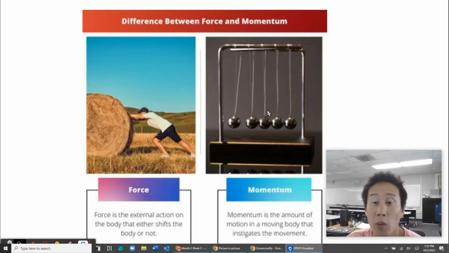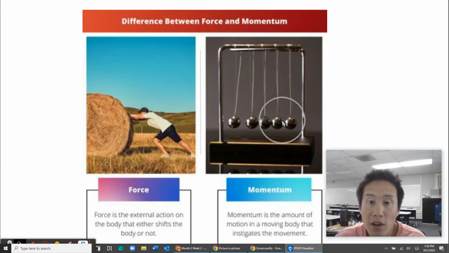But at a conceptual level, this is what I want you to think about. Force is an external action on a body that either shifts the body or does not. Momentum is the amount of motion in a moving body that instigates the movement, okay? So check it out. With force, what's the object in this scenario that's being moved or not moved? It's this thing, like a bale of hay or something like that. And a person is trying to push it. He's applying the force onto an object. We're going to see if that thing actually moves or not, if this person put enough force into that object.